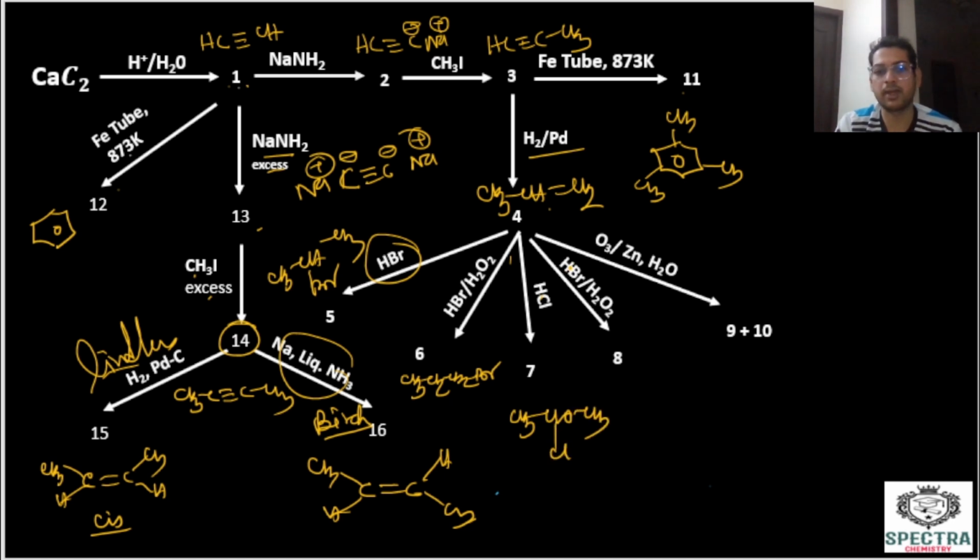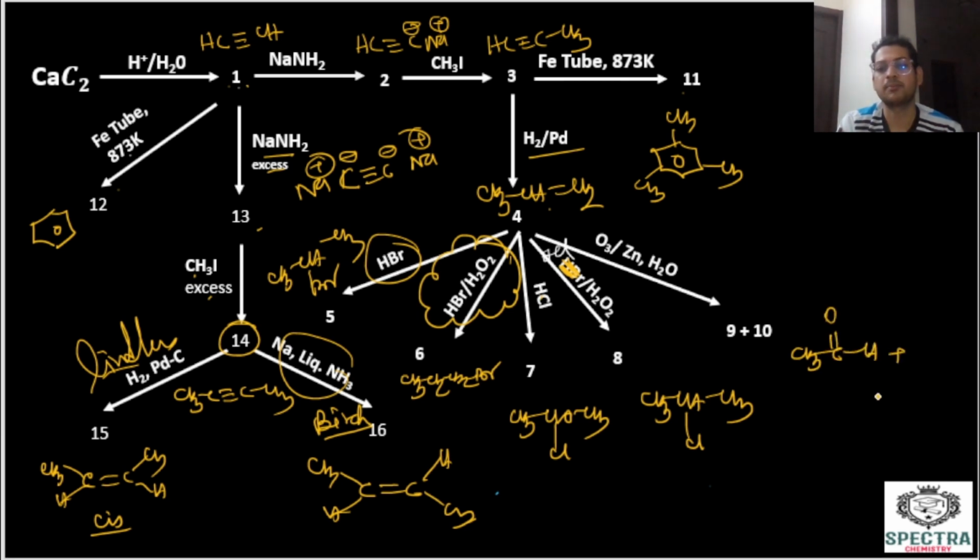This has to be HCl, okay? Yes. HCl with H2O2. If you do HCl with H2O2, again this will be Markovnikov. It will not be anti-Markovnikov. Anti-Markovnikov is only when you are having the HBr and peroxide combination. So if I do ozonolysis, I will get CH3CH=O plus HCH=O.